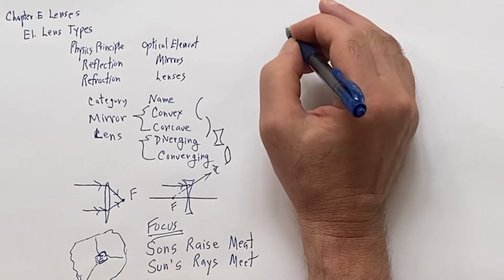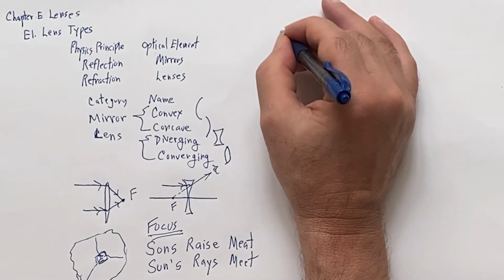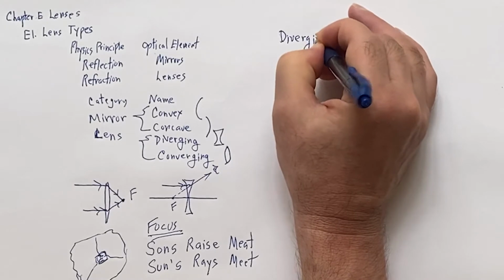So now let's look at here a diverging lens in a little more detail.